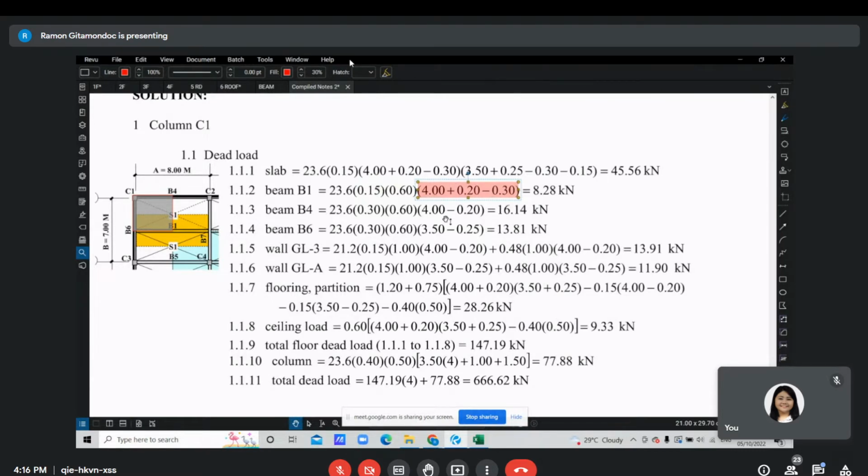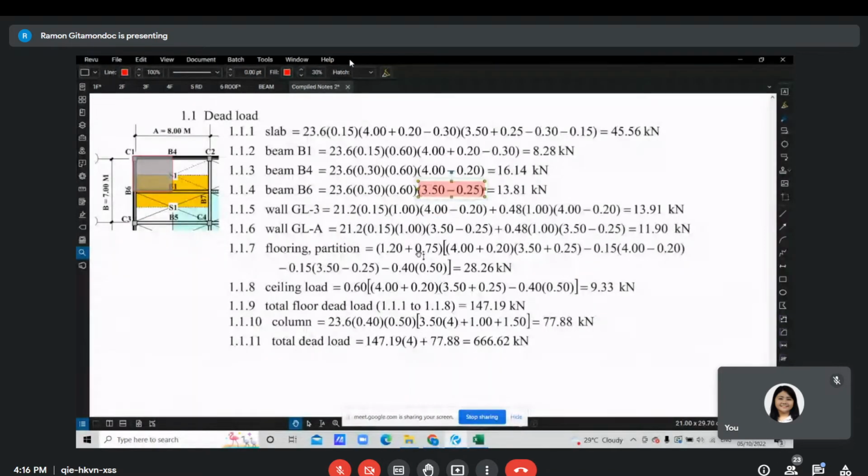Okay. So similarly, we have for beam B4, beam B6, unit weight of concrete times the cross-sectional dimension times the length of the beam. So I think it's not difficult for you to follow this one. Compute the length. So don't memorize anything, just understand what we are doing here.